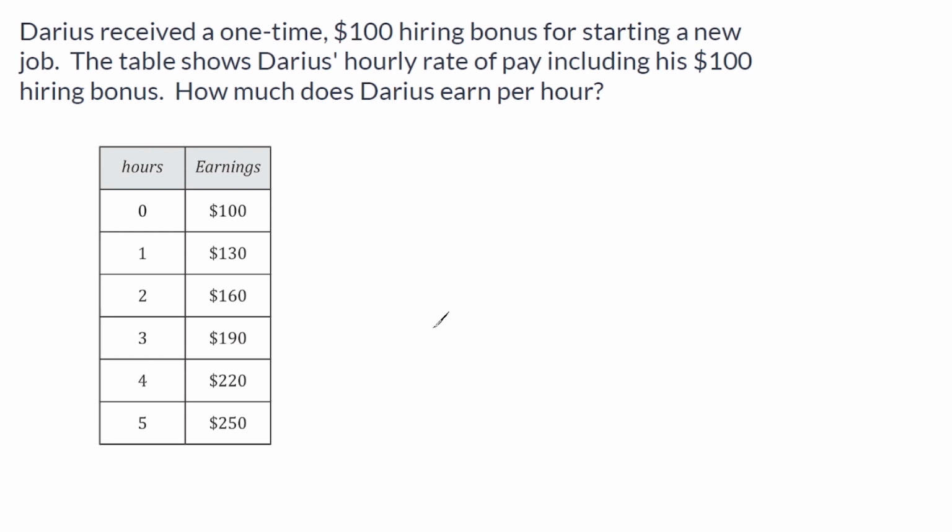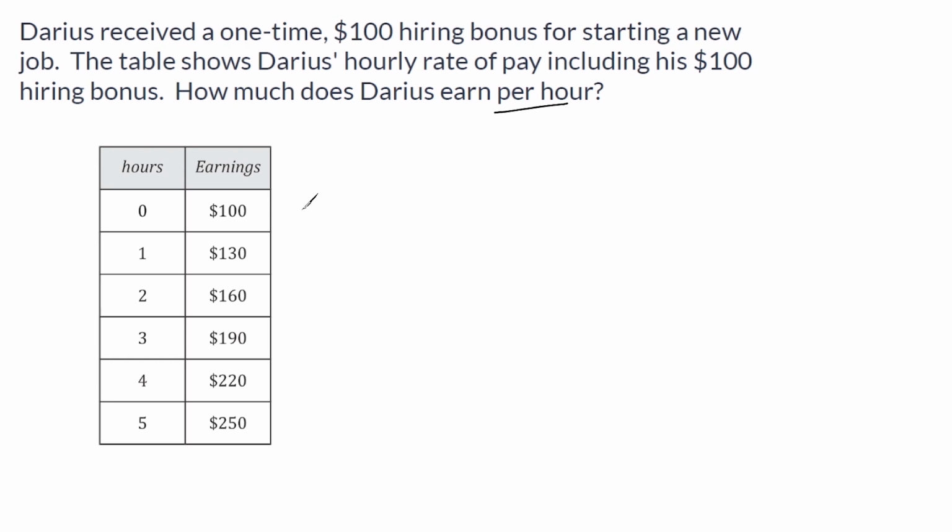This problem reads that Darius received a one-time $100 hiring bonus for starting a new job. The table shows Darius's hourly rate of pay, including his $100 hiring bonus. How much does Darius earn per hour? Now, let's be careful with a problem like this.